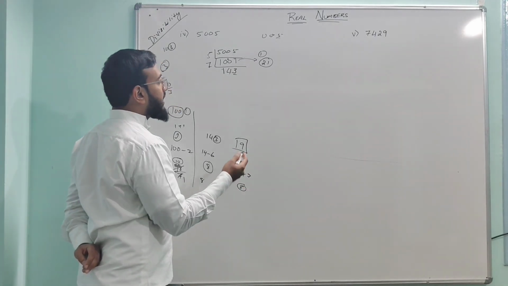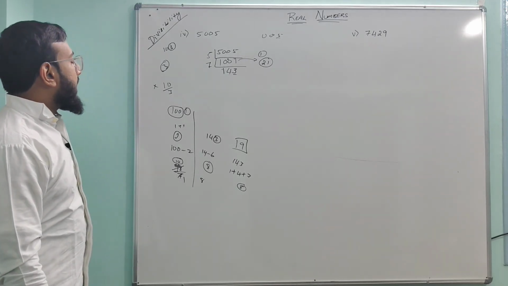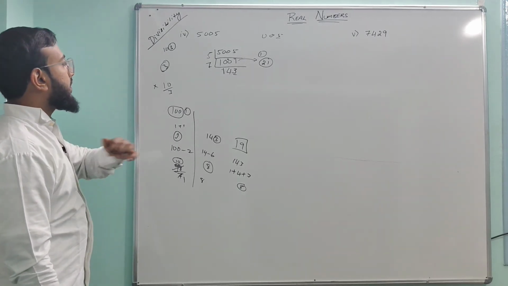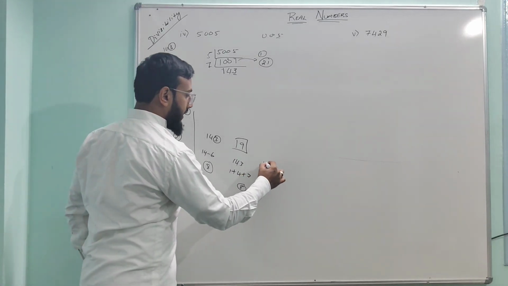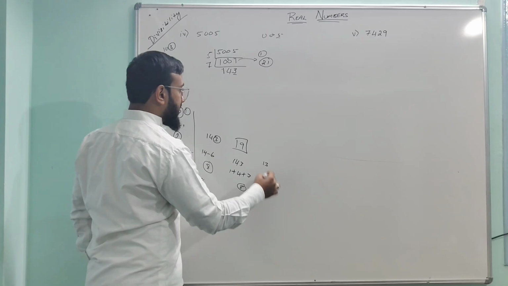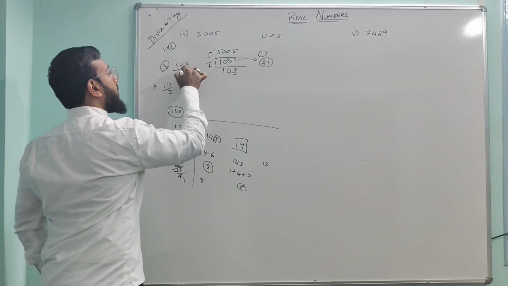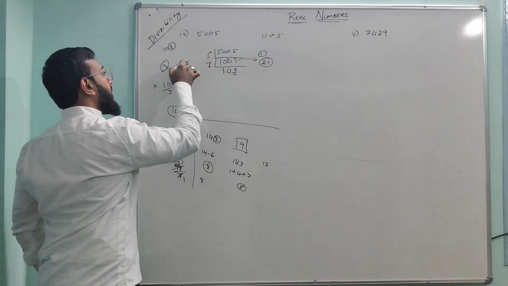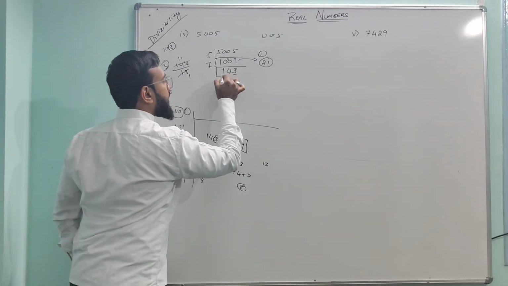Is 5005 divisible by 9? No, it's not possible. It's neither divisible by 7, nor 5, nor 9, nor 11. Then 13. I think I haven't taught you the divisibility of 13. Let me quickly check whether it is divisible by 13 using the table. 13 ones are 13, 1 carry 13. Yes, it is divisible by 13.